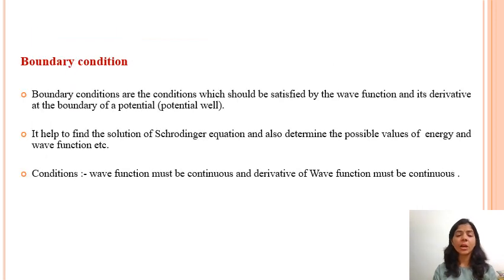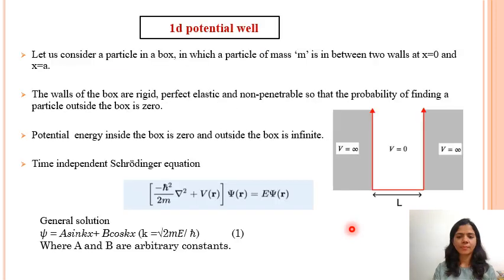Boundary condition. Boundary conditions are conditions which should be satisfied by the wave function and its derivative at the boundary of a potential value. It helps to find the solution of the Schrodinger equation and also determine the possible values of energy and wave function, etc. Conditions: the wave function must be continuous and the derivative of the wave function must be continuous.